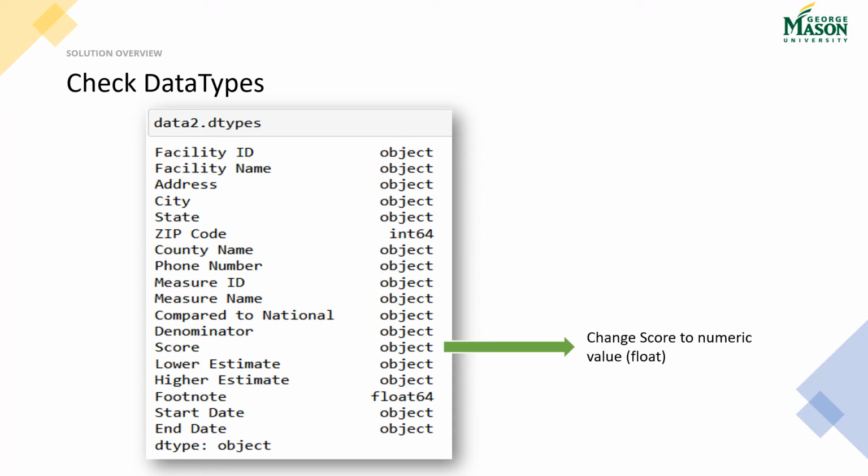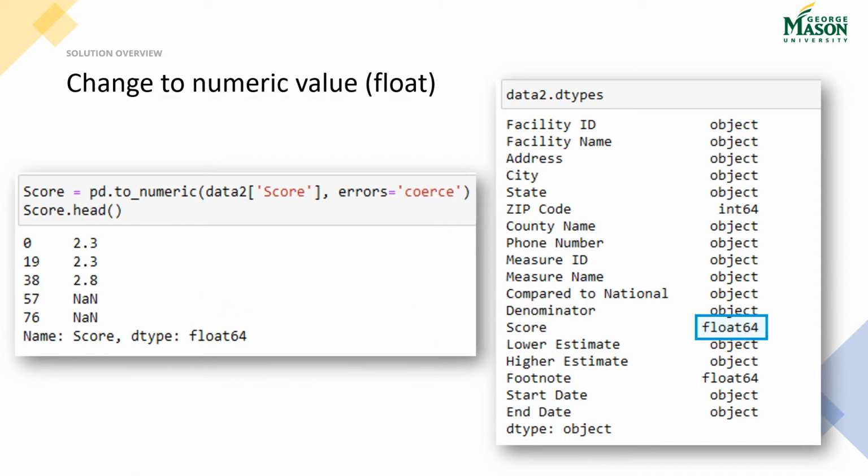You usually do this when you have data where the numbers are stored as strings, but when you read it in pandas, you want to perform math. To do math on a column, it has to be a numeric type. Here, we have changed the score column to a floating column or a numeric value. We then check the data type again to ensure that the score column is now listed as float.